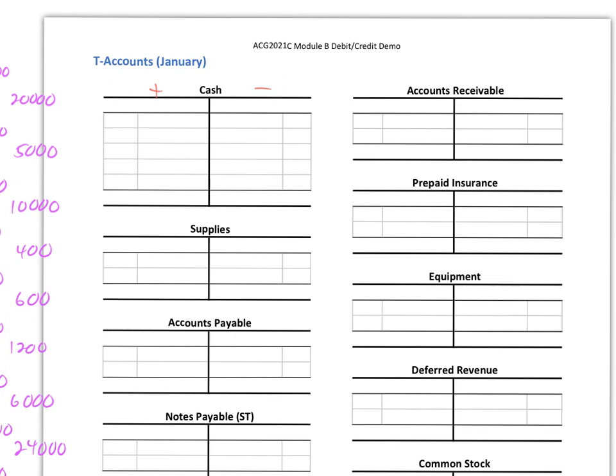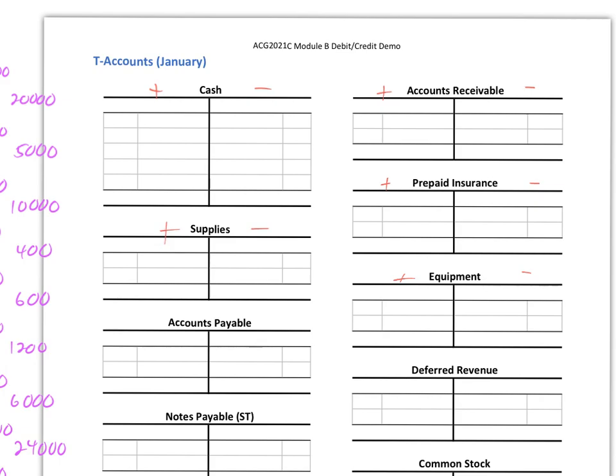And then the opposite is true too. The minus would be the right side. Anytime you decrease cash, you put it on the credit side of a journal entry. So I'm going to put the minus on the right side of the T account. So then I have 5 asset accounts here, right? Cash, supplies, accounts receivable, prepaid insurance, equipment. Those are my 5 assets. They're all going to look the same. They're all going to increase on the left, decrease on the right. So let's put a plus and minus on each one of those also.